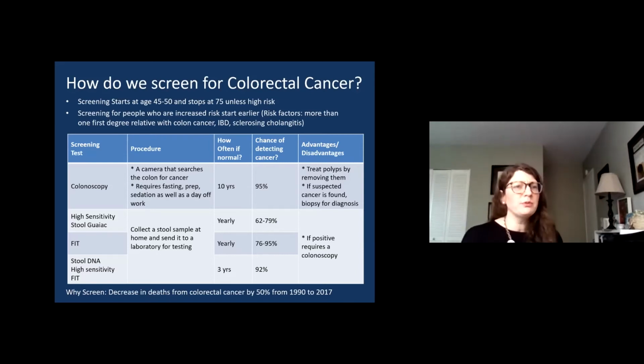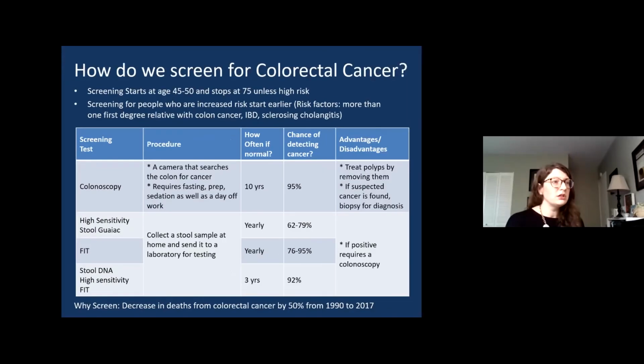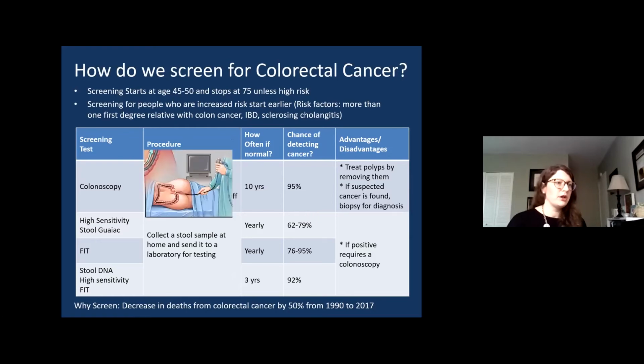So why would we want to do these screening tests? Deaths from colon cancer have decreased by 50% from 1990 to 2017. So the screening process, in addition to improvements in treatment, have really decreased the deaths from colorectal cancer significantly. And here's just a picture of what a colonoscopy procedure can look like. And here's an example of this stool sample test kit.